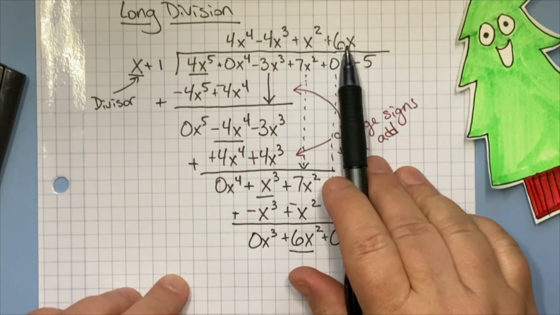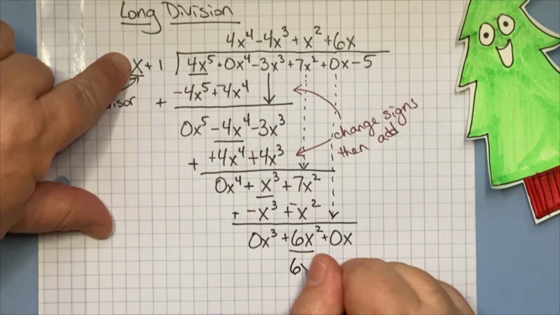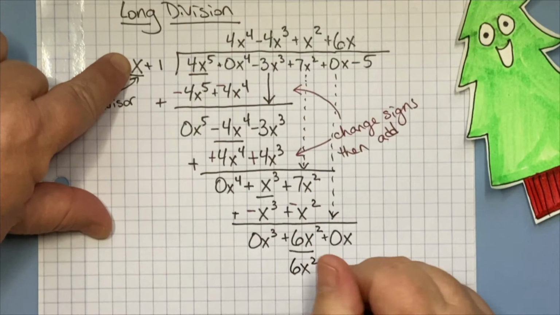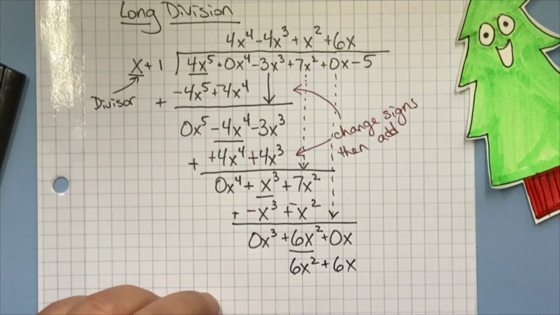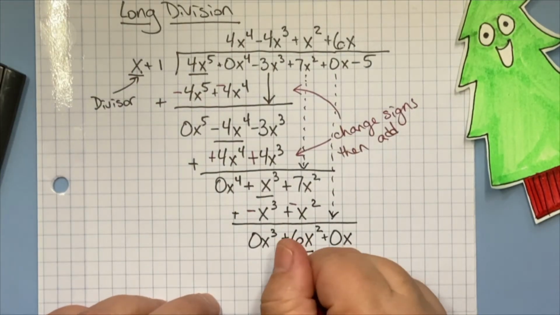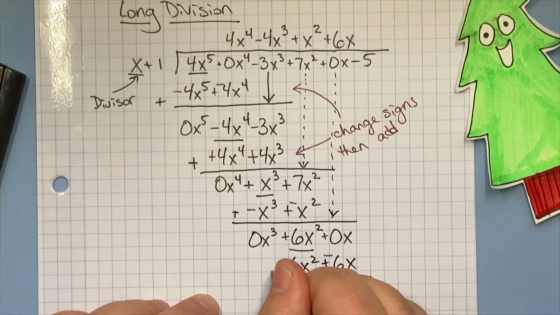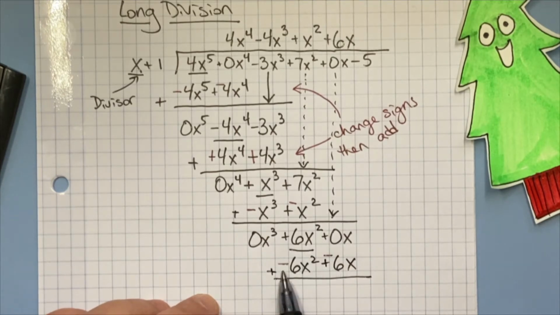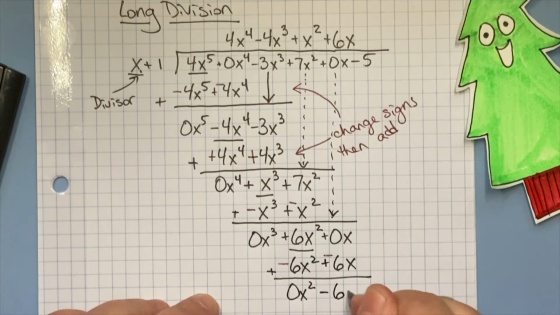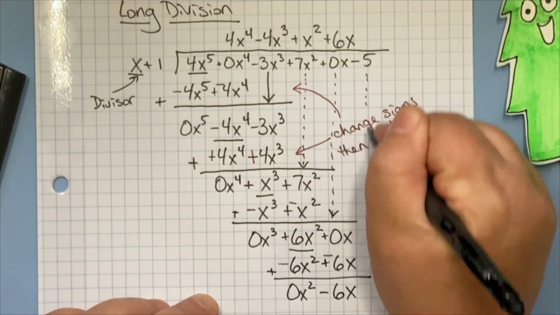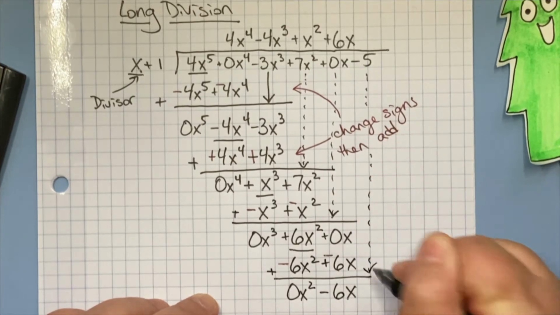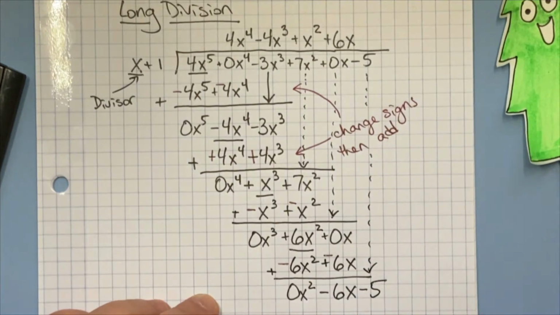So now I'm going to take the 6x times x. That's 6x squared. 6x times 1. That's 6x. I'm going to bring in my red pen, change those signs, and add. 6x squared plus a negative 6x squared is 0x squared. Woohoo! 0x plus a negative 6x is a negative 6x. And I'm very excited because this is the last thing I'm going to bring. Right? I've got a minus 6x minus 5.